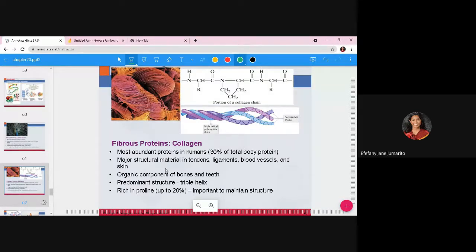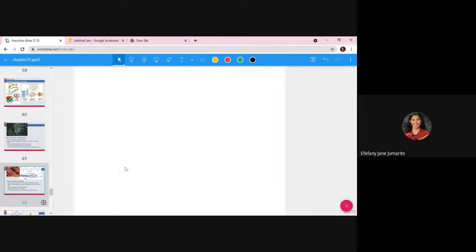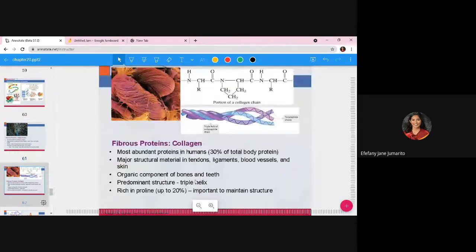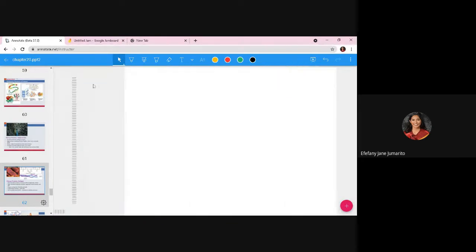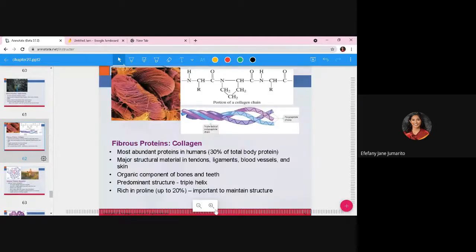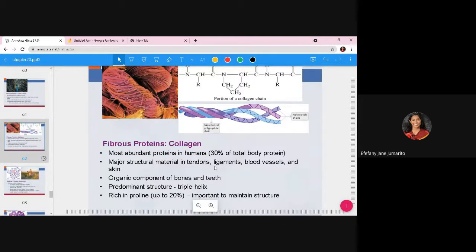Okay, the ligaments, the blood vessels, and the skin also have the protein collagen. That's why for younger-looking skin, collagen is used. But actually, collagen is already present in our body. It's 30%.